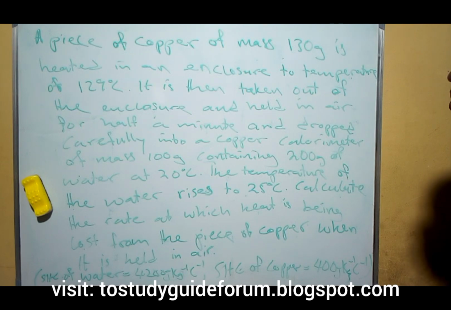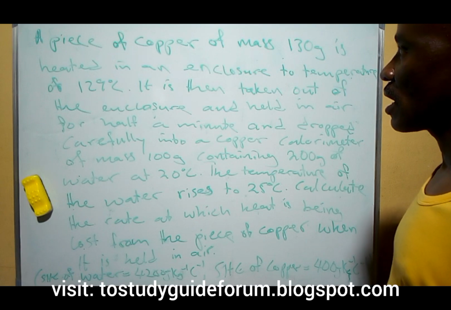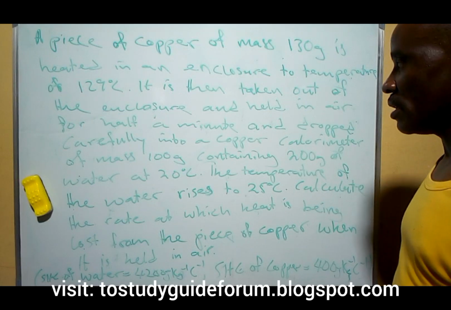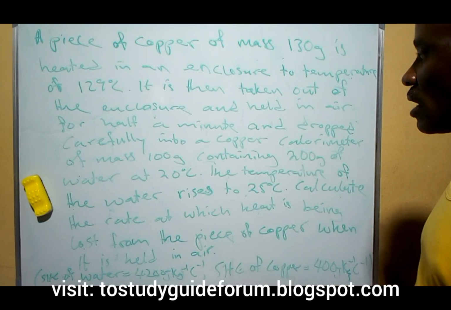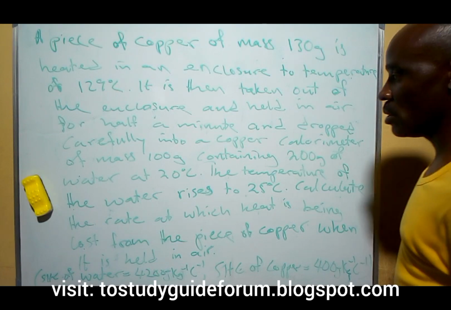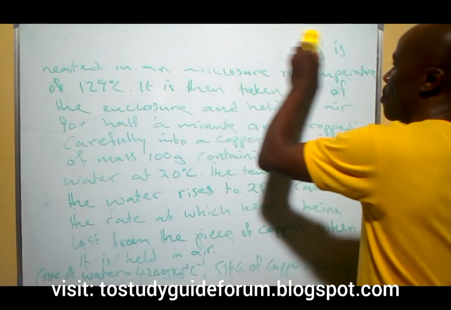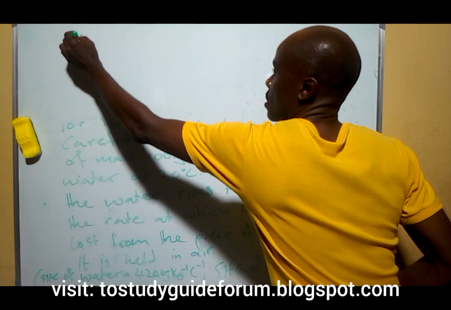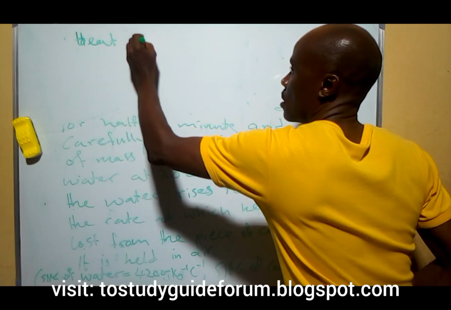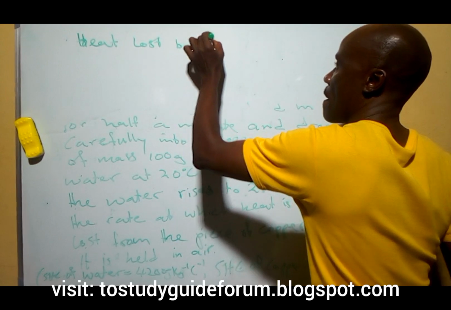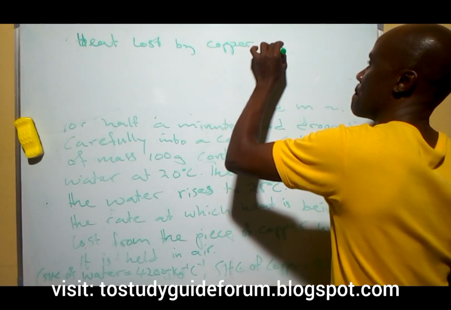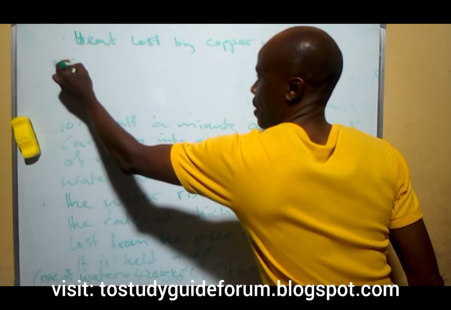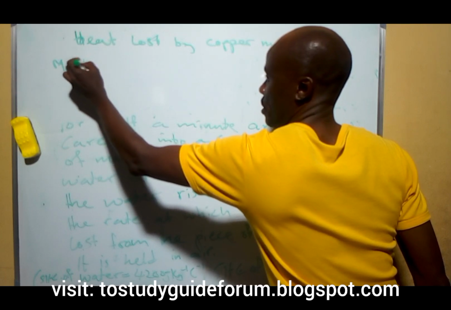Alright, here now, the first thing we do, you notice that there's a kind of heat. The copper mass is losing heat while the calorimeter and the water in it is gaining heat. So let's see the quantity of heat the copper mass is losing. Heat lost by copper mass is equal to mass of copper, specific heat of copper, and temperature change.